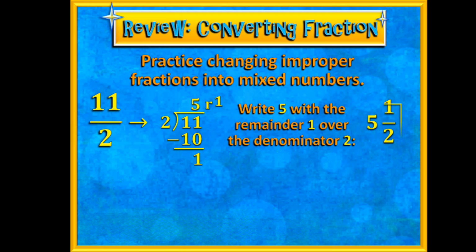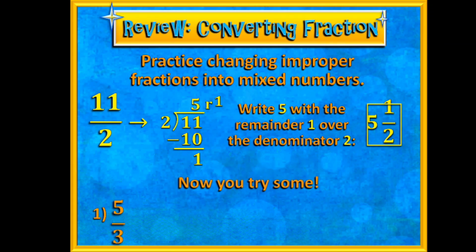So you have to write your 5 with the remainder 1 over the denominator 2. Your whole number is your answer there, which is 5, and then your remainder will be your numerator, and just copy the denominator from the given. Okay?